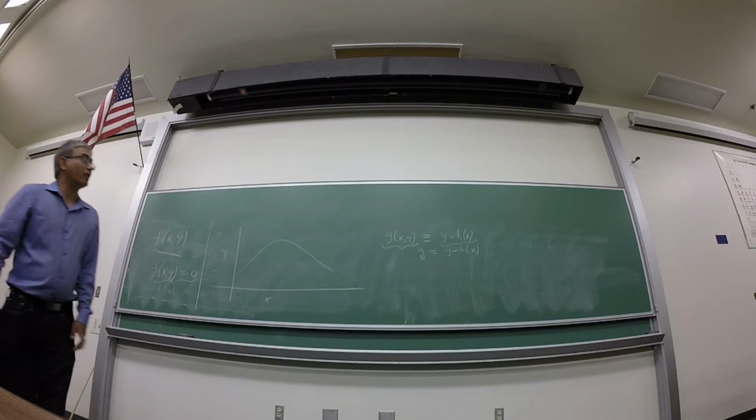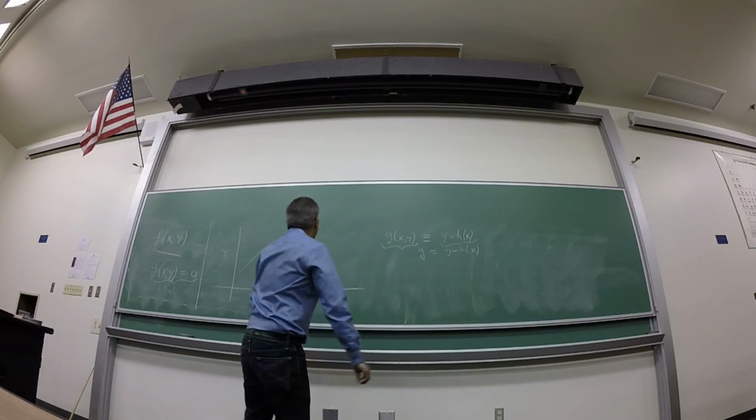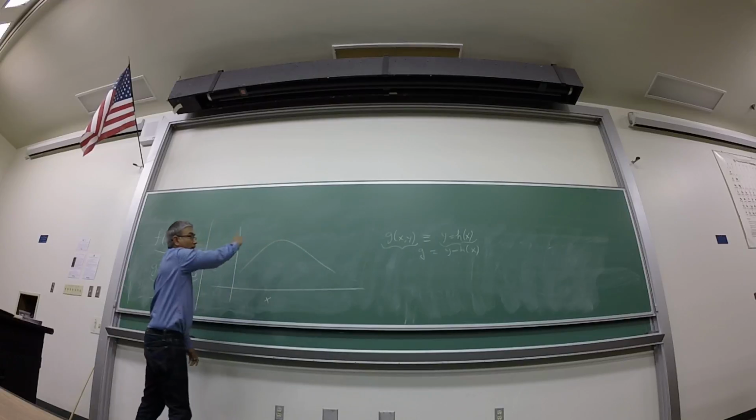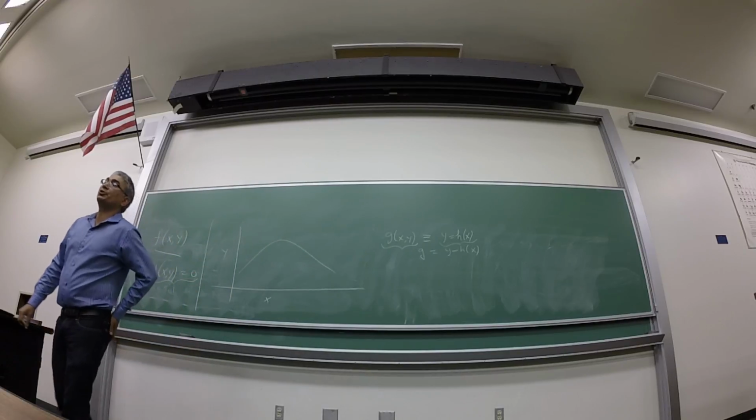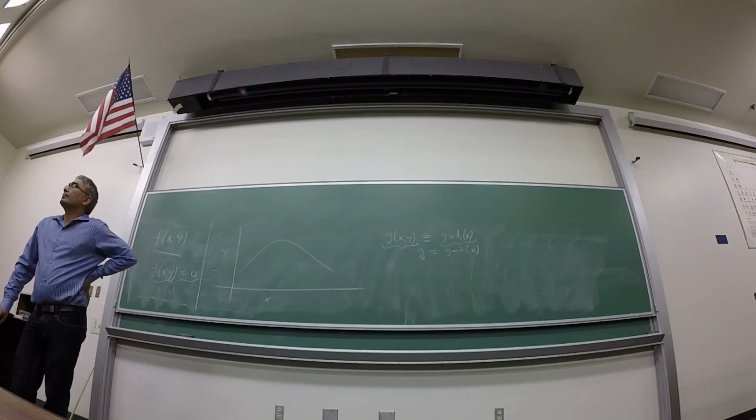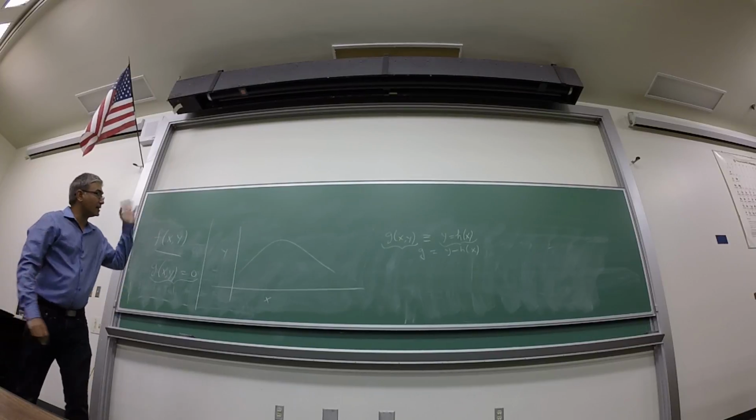What it means is, for every point of x you take, you get a point of y. You keep putting those points here, and you connect them by a curve, and that's your g equals 0. Yeah? Okay, so let's say that's how g equals 0.